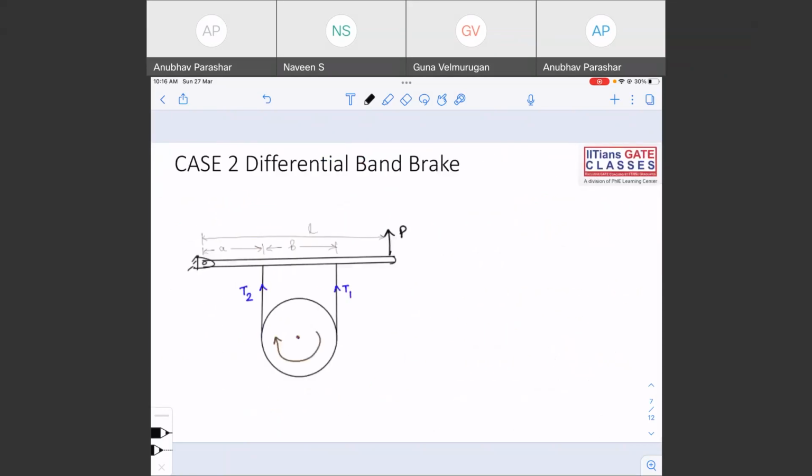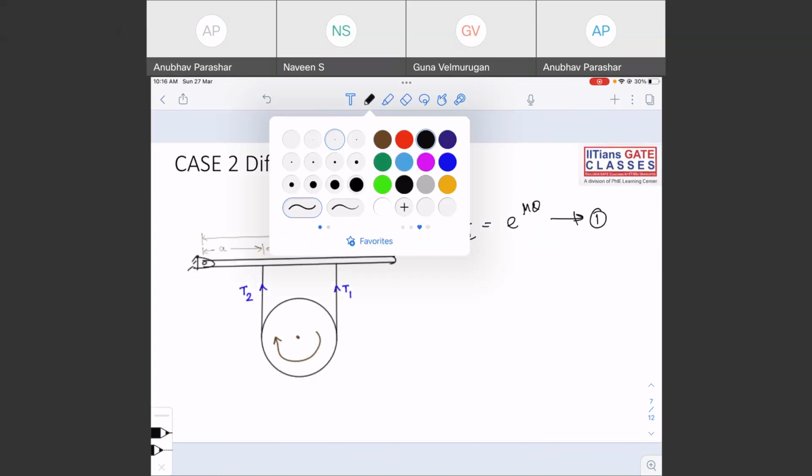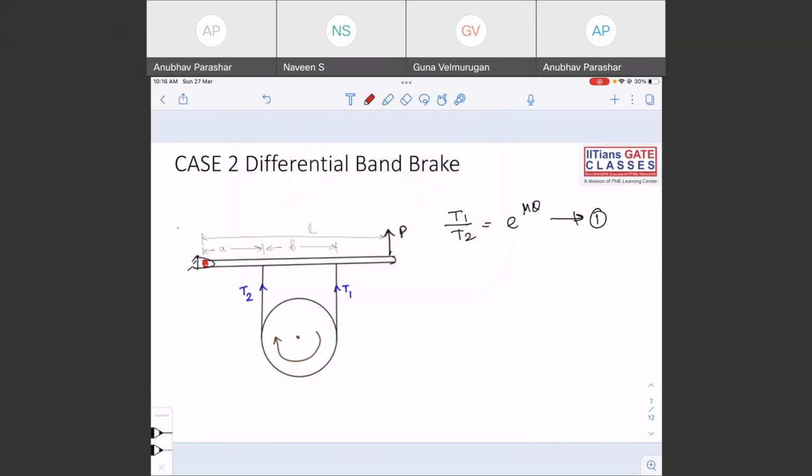Yes, the hinge point might change. Let me take another example. Here the hinge point is different. All of you, at least try to form the equations. What will be the two equations? The first equation is common for all: T1 by T2 is equal to e to the power mu theta. Try to form the second equation. Take this as O. The second equation is summation of moment about point O equal to 0.